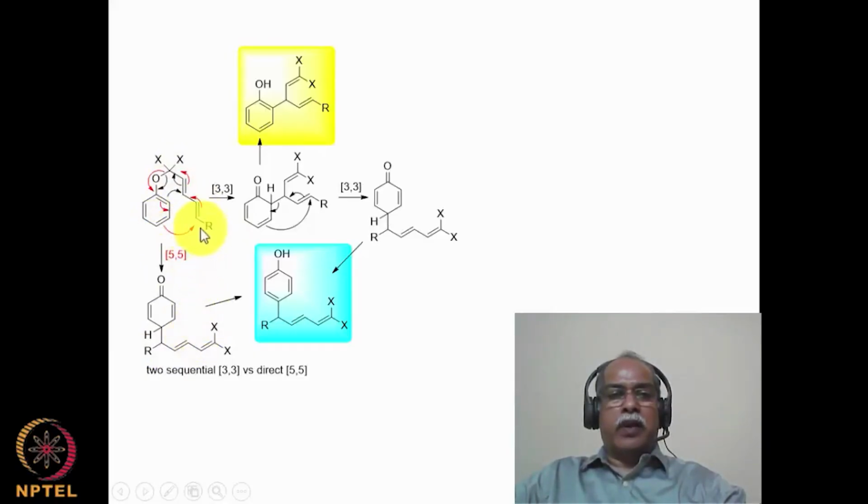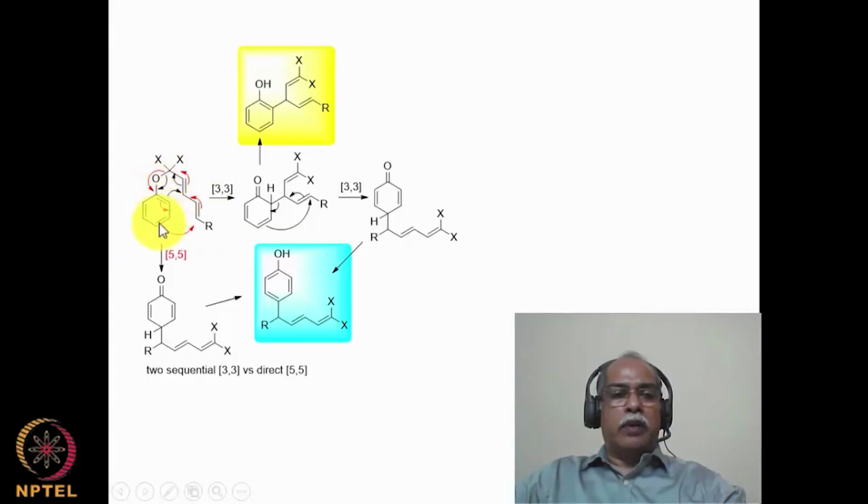So under this condition, if you count the number of atoms involved, this is the carbon oxygen bond that is going to break. So if you start counting from there, oxygen is 1 and this carbon is 1. Then 2, 3, 4, 5. So this is 1, 2, 3, 4, 5 on the pentadienyl system.